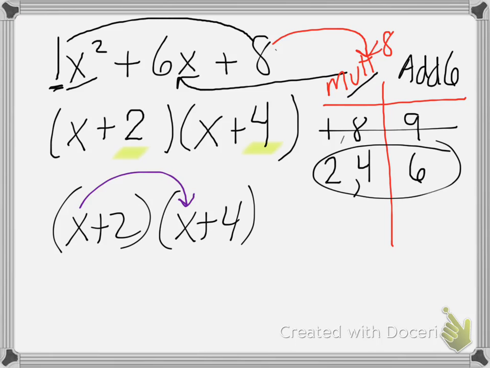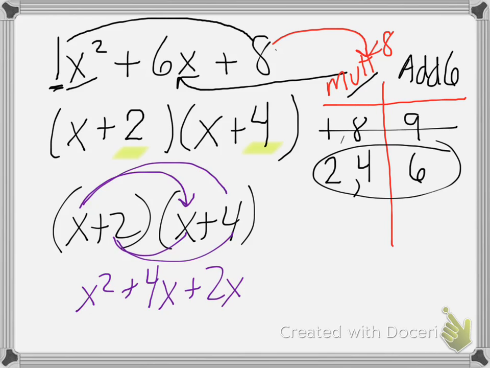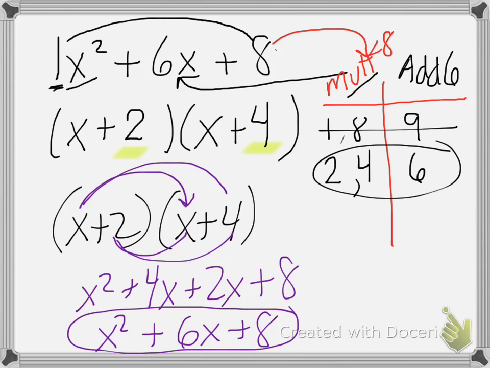So x times x, x squared. X times 4, 4x. 2 times x, 2x. 2 times 4, 8. So x squared plus 6x plus 8. We're back where we started. Okay? But the answer is this. We're looking for this form right now. We're not looking to simplify it, we're unsimplifying it.